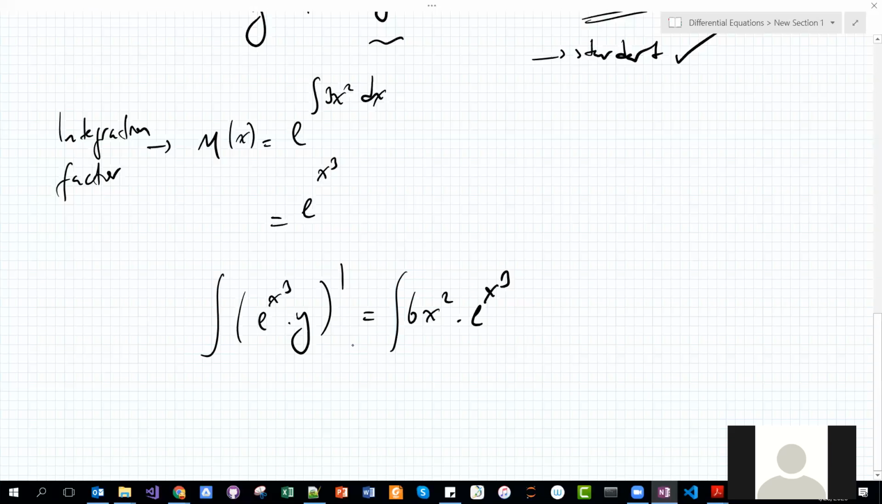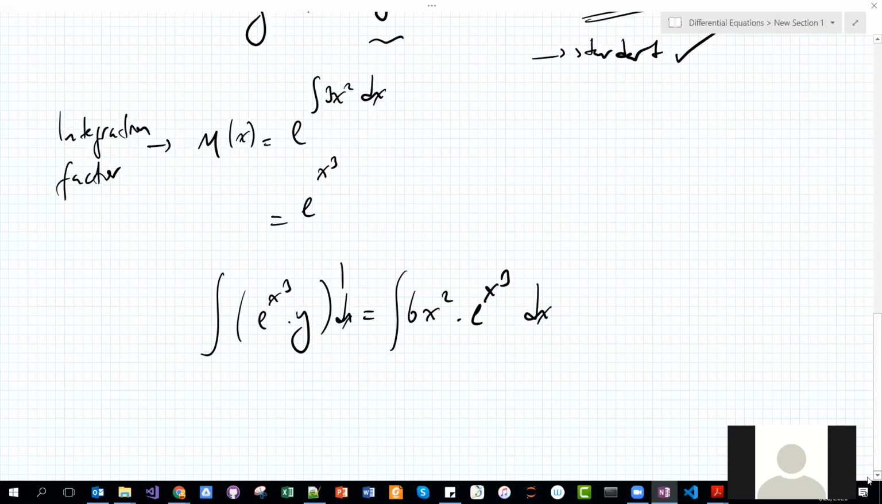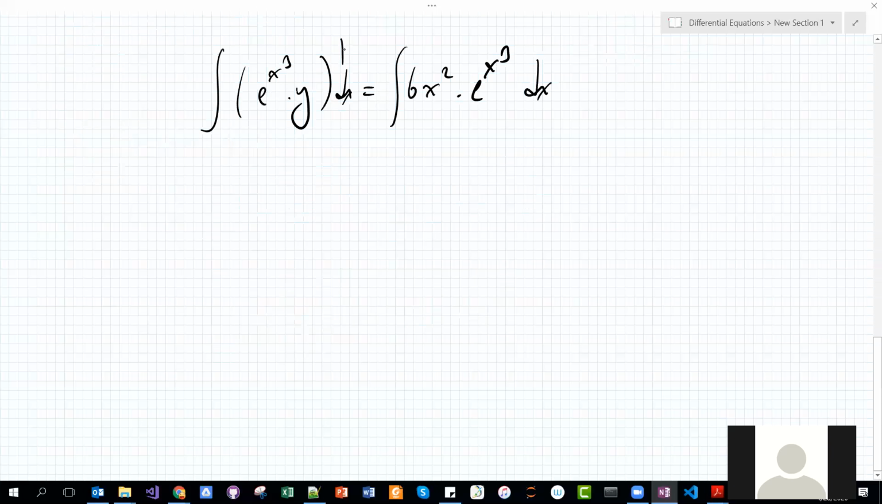So if I integrate both sides, on the left-hand side I have the derivative and the integral. They will cancel each other. E to the x cubed times y. Okay, well, how about writing the integral of the right-hand side?